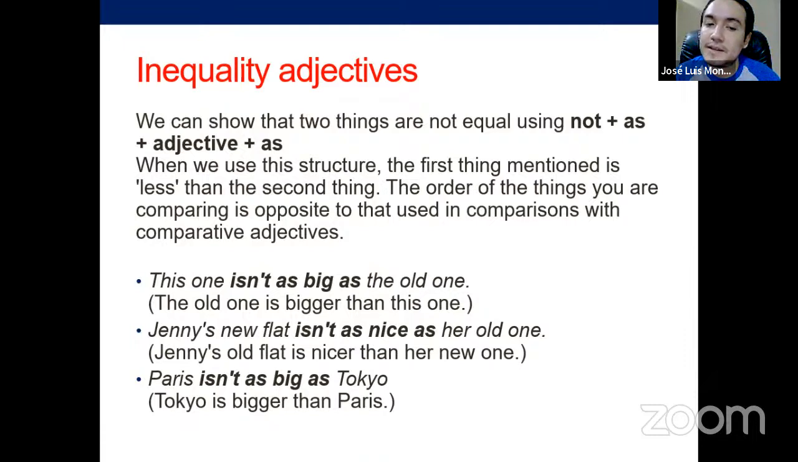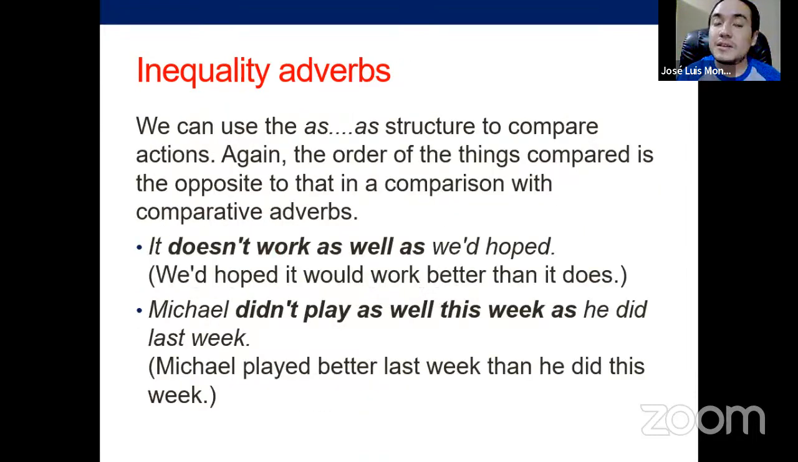Jenny's new flat isn't as nice as her old one. Jenny's old flat is nicer than her new one. Inequality. Paris isn't as big as Tokyo. Tokyo is bigger than Paris. Inequality. So if we use negative sentences with the structure as, it means that it's not the same.